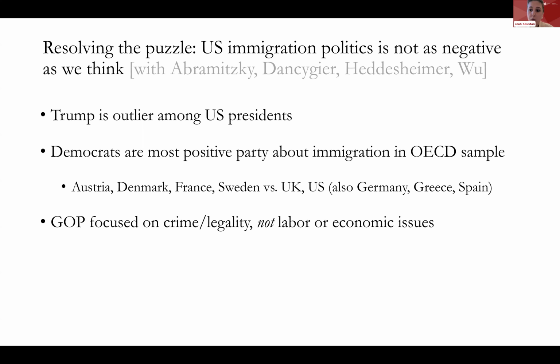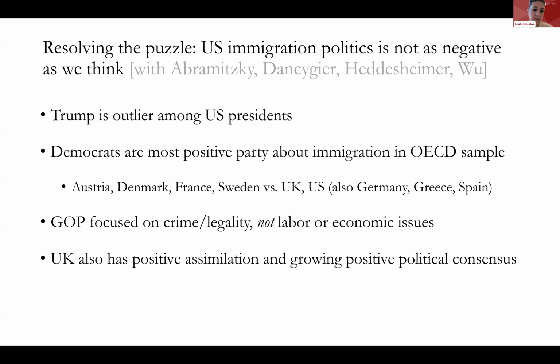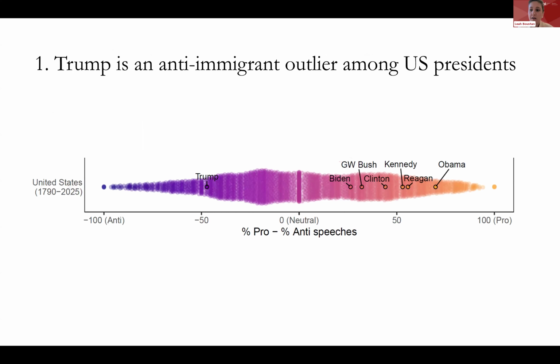And that the Republicans, while on average negative about immigration, are focused on crime and legality and not on labor or economic issues. And also that the UK, with a very positive set of assimilation outcomes, also has a positive immigration consensus as well. So in terms of what we hear from the executive branch, okay, it is true that Trump is very much an outlier and has a lot of negative things to say about immigration.